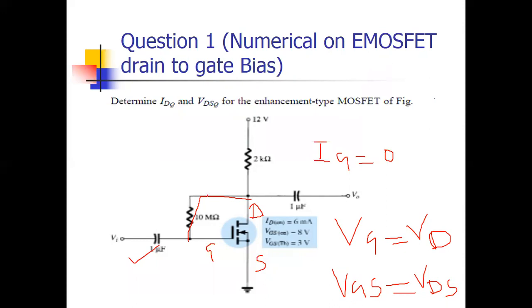So the point is clear. If you want to calculate VDS, we should know the VGS. So that is step number one. I've already explained: step number one, apply KVL in left side. Step number two, apply standard current equation. Step number three, apply KVL right side. A simple trick for solving any numerical.